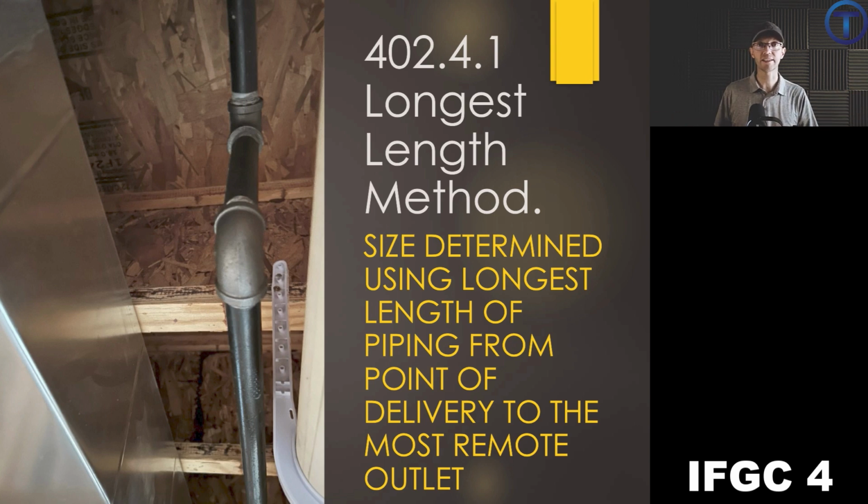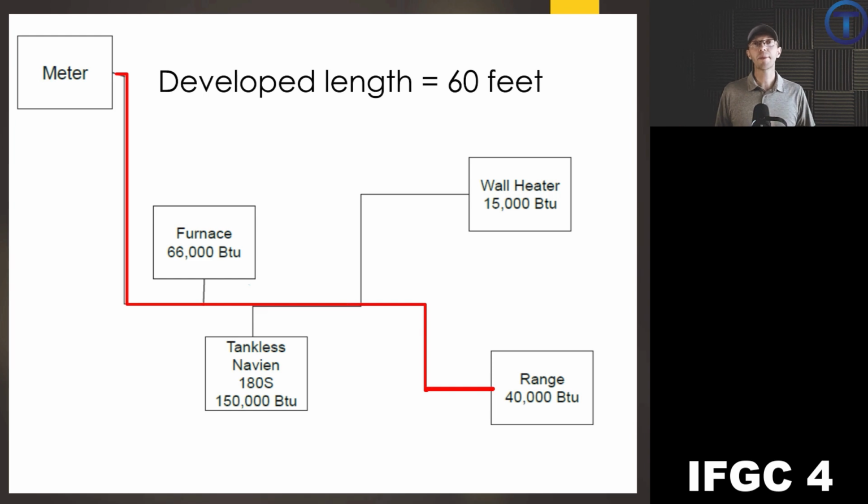This really simplifies things. Here's a diagram that we're going to size from. This is a basic residential system. And if you look at this illustration, you'll notice we have the meter up at the top in the left. And then we have a number of appliances connected to that, including a furnace, a tankless water heater, a wall heater, and a range. The range is the furthest distance from the meter, and therefore we are going to pay close attention to the distance between those and use that as our longest length to size out on these tables.